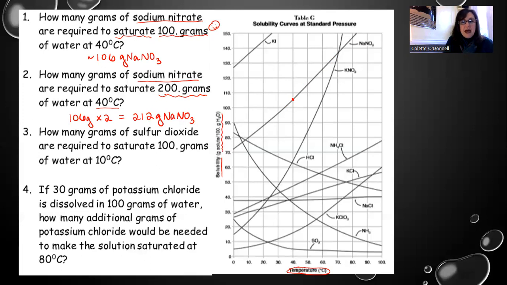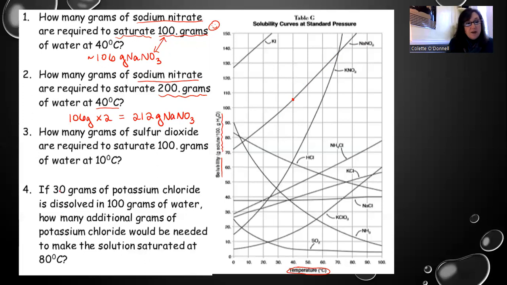And oftentimes you'll be asked about logical different amounts of water, but if for some reason they gave you something strange, like, I don't know, 137 grams of water, notice that up here, you actually have a conversion factor that you could use to make that adjustment, right? So if we know 106 grams will fit into 100 grams of water, we could figure out using dimensional analysis how many grams of sodium nitrate we could fit into any amount of water, okay?